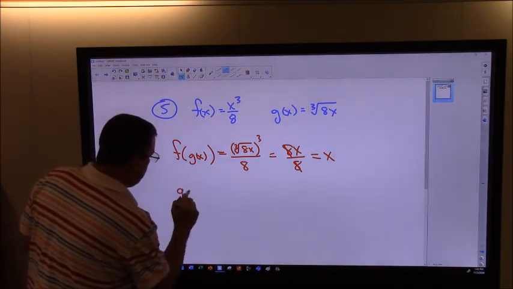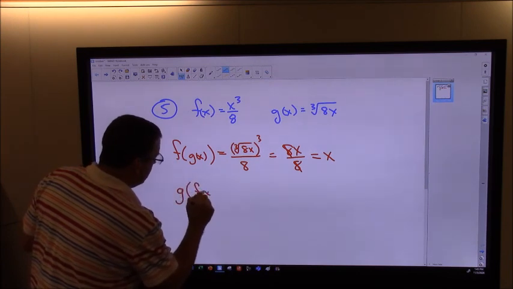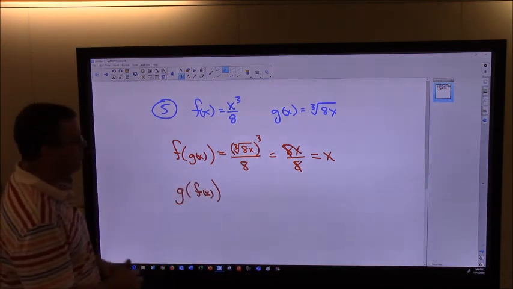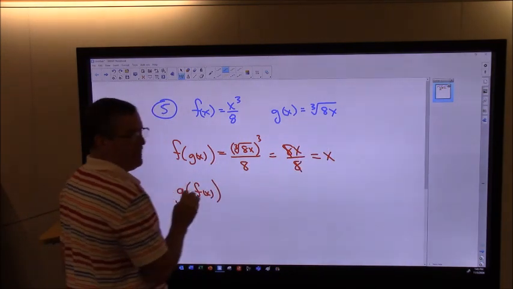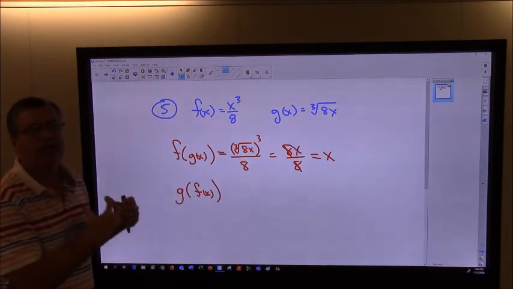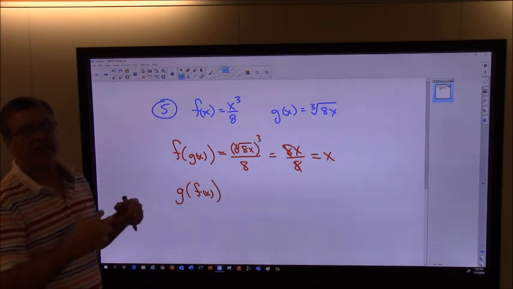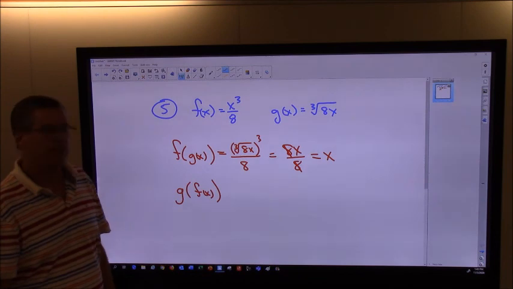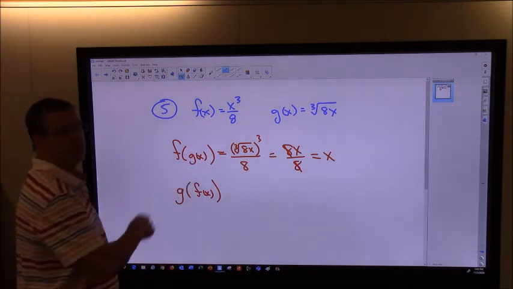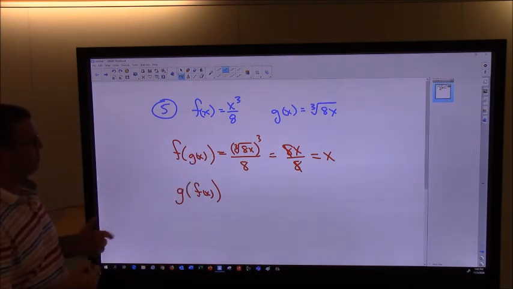Now I need to do g of f of x. Even though I told you I've never seen a case where I get x here and I don't get it here, I still have to check it, okay? I can't all of a sudden take a shortcut and cut it in half. No, both of these have to equal x to be inverses. Okay, so we have to show that.